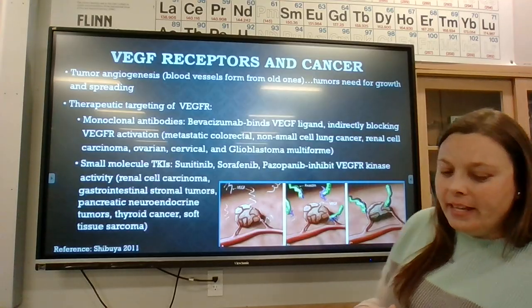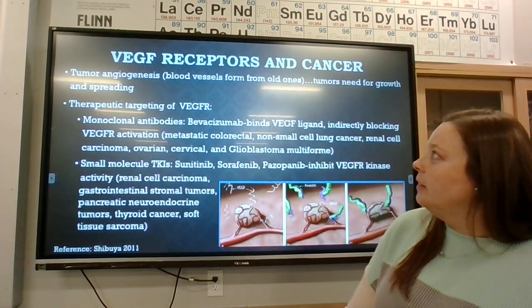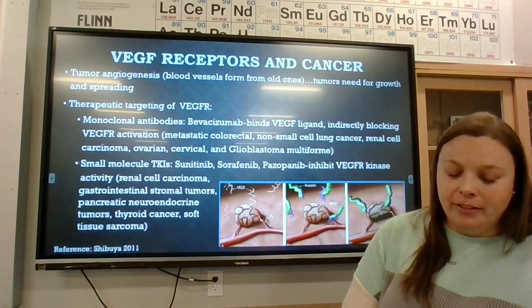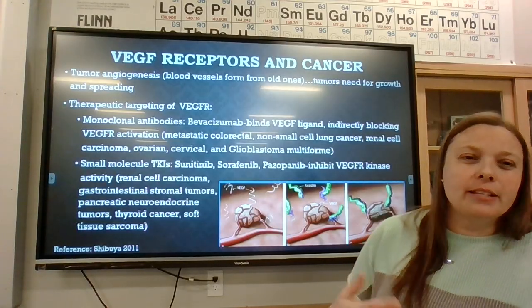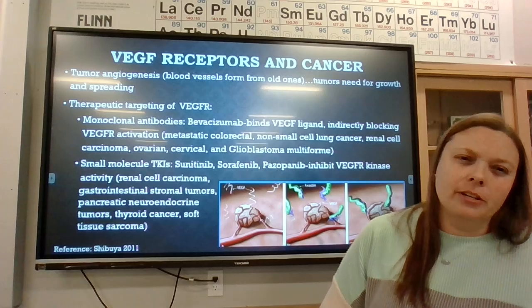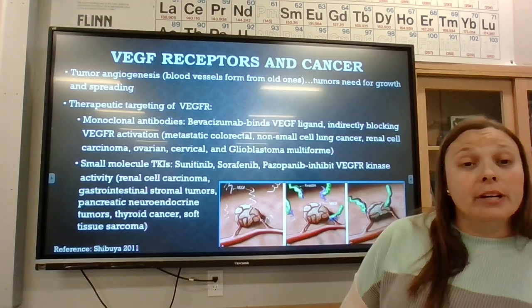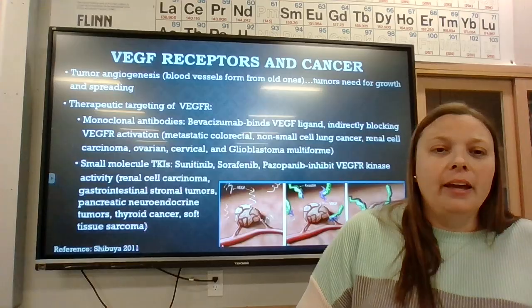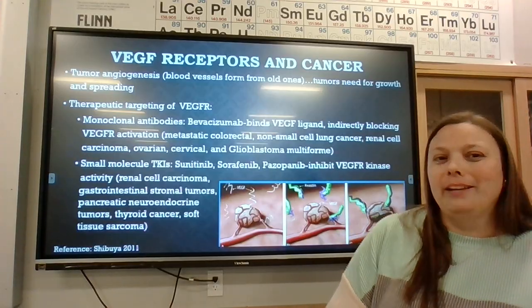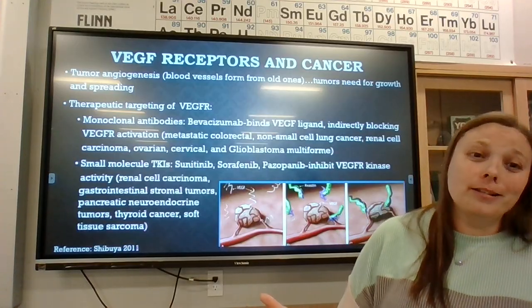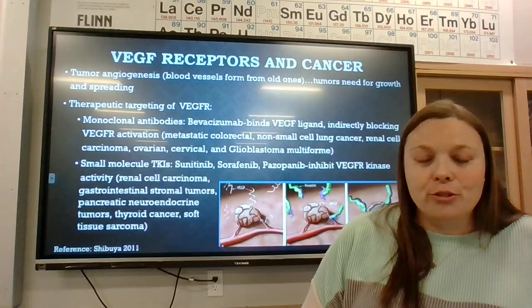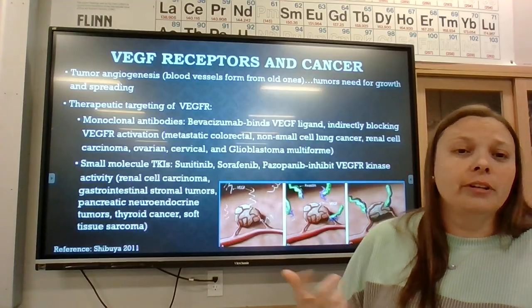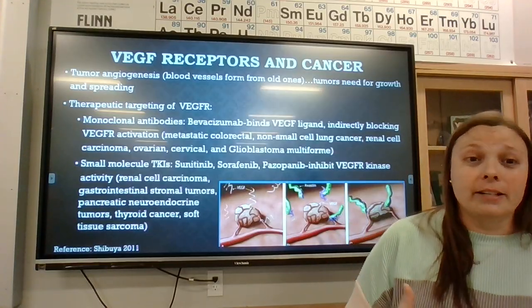Now, one of the ways that we can use the VEGF receptor is as a way to starve out the cancer cells. Cancer cells, especially tumors, need their own blood supply, and they have to live. They need oxygen, etc. They are cells, so they need those normal things that cells need: food, oxygen, water, etc.